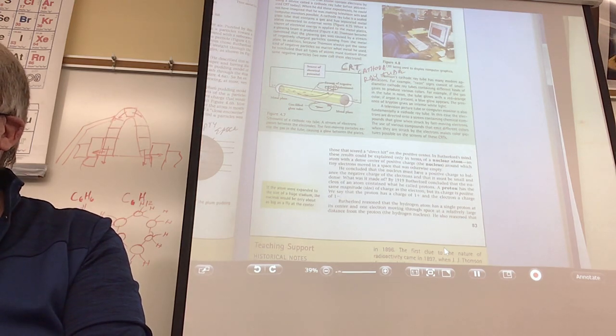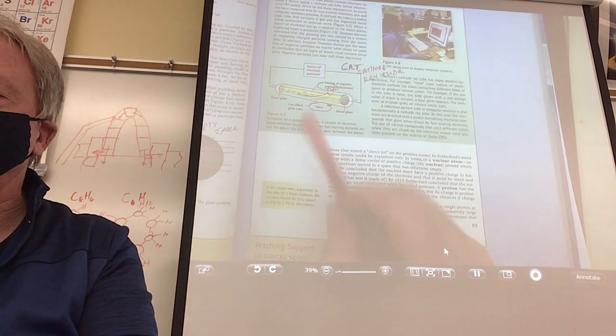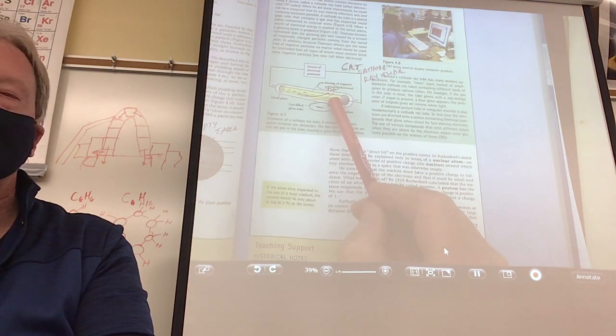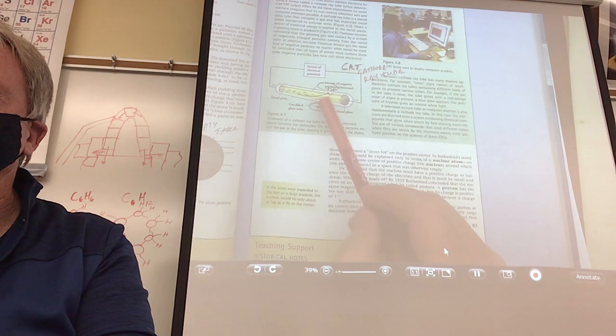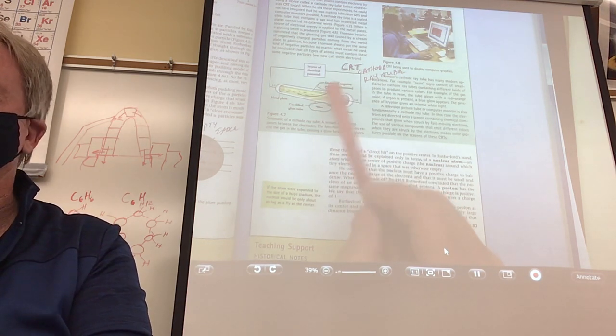Now, you're a scientist, you say, what is that? I don't know. It seems to be emitted from here, and it's going over to here. So you hook up a field, electric field, which is kind of like a magnetic field, and it has plus and minus.